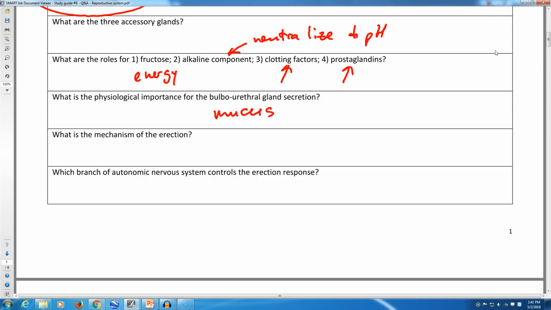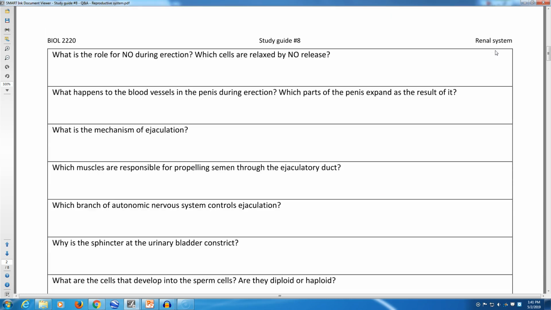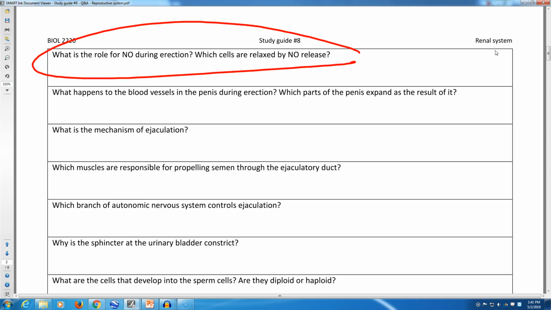Mechanism of the erection. Nitric oxide levels elevate, smooth muscle cells relax, that leads to vasodilation, that leads to engorgement of corpora cavernosa and corpus spongiosum with blood, leads to the erection. Erection response is parasympathetic. Blood vessels dilate, corpora cavernosa and corpus spongiosum expand.